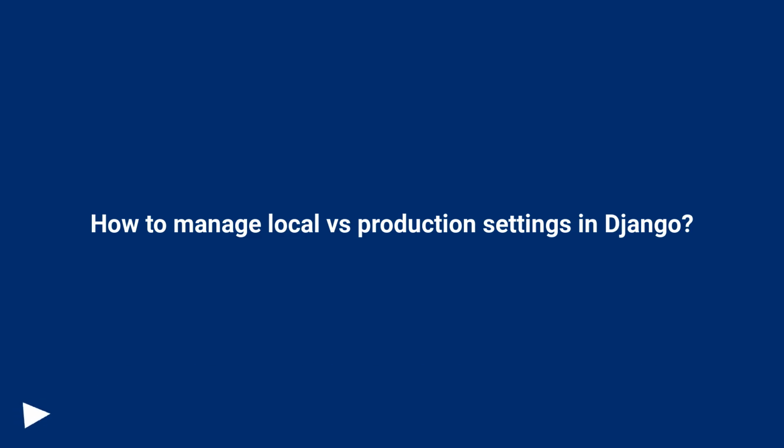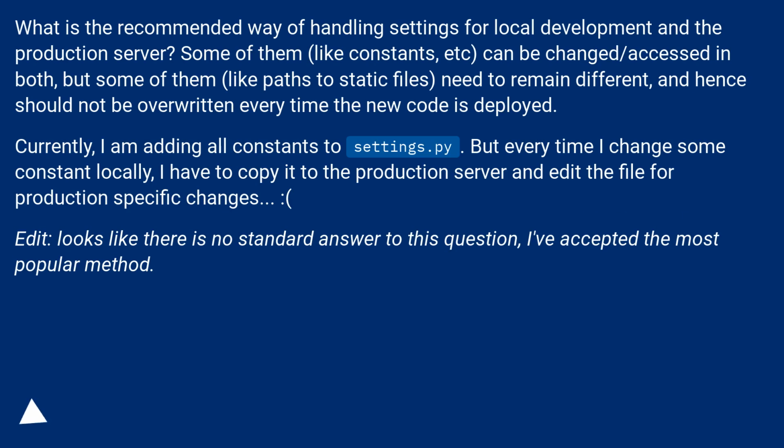How to manage local versus production settings in Django? What is the recommended way of handling settings for local development and the production server? Some of them, like constants, can be changed or accessed in both, but some of them, like paths to static files, need to remain different, and hence should not be overwritten every time the new code is deployed.